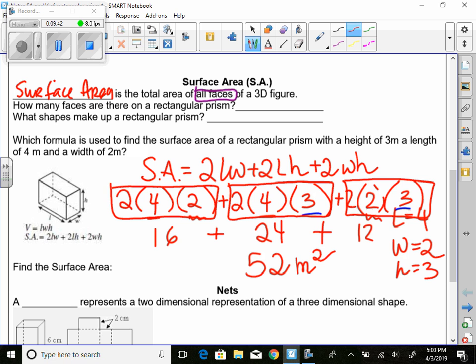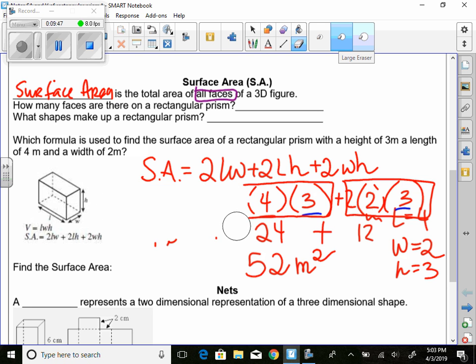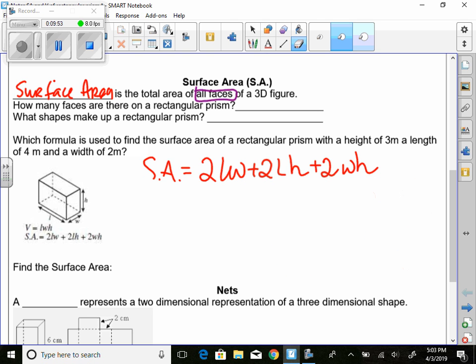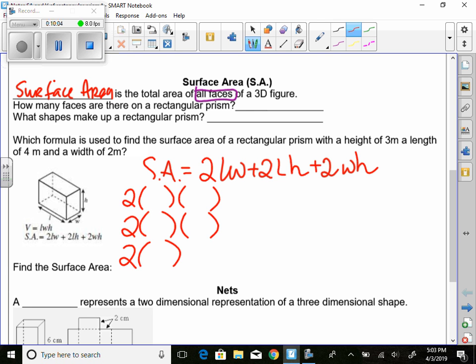Okay, I'm going to erase this really quick. You don't have to write what I'm doing next. Just watch and see if it helps you understand this formula better. If you already understand it, great. Some people like to write out this formula vertically. So we have 2 times length times width. I just rewrote this part. Plus 2 times length times height, that's the second part of my formula. Plus 2 times width times height, that's the third part of my formula.